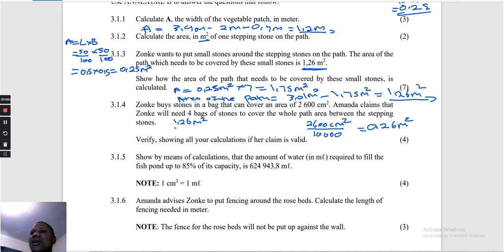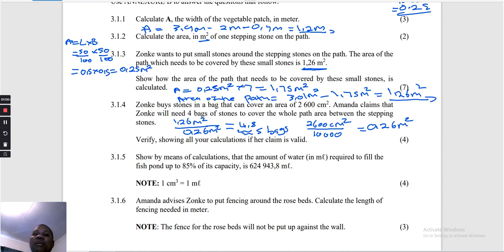So now let's divide by 0.26 meter squared to see how many bags we will need. 1.26 divided by 0.26 gives us 4.846. So that is 4.8. So approximately we must buy 5 bags, because we are going to use 4 bags, but the other bag we are not going to use everything. There will be some stones left that have no space to be patched.